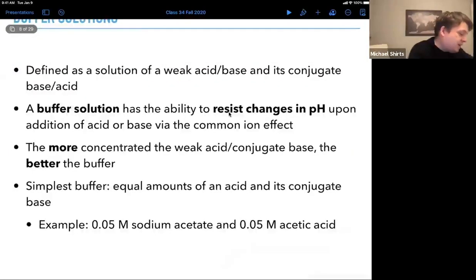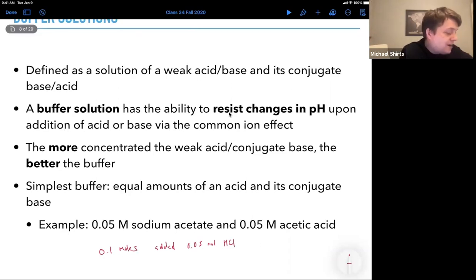Let's say we had 0.1 moles, and here I'll go with moles so we don't have to worry about changing the volume of the solution as we go, 0.1 moles of sodium acetate, and added 0.05 moles of hydrochloric acid. That would create a buffer of sodium acetate and acetic acid. By adding the hydrochloric acid to the sodium acetate solution, I'm creating acetic acid.